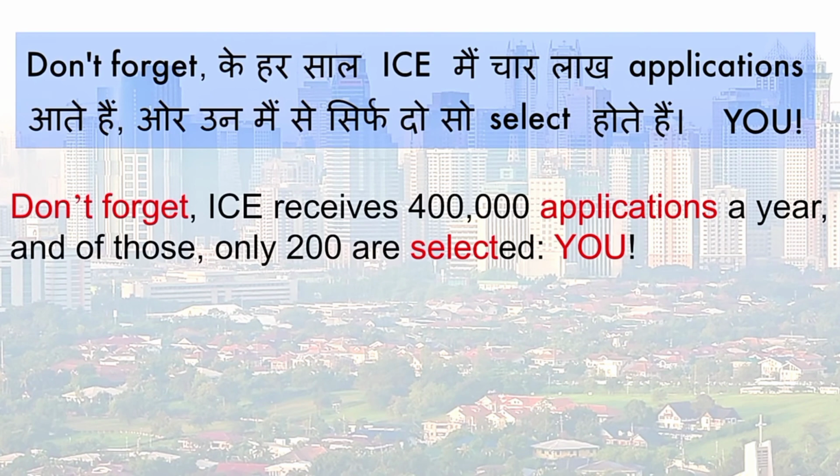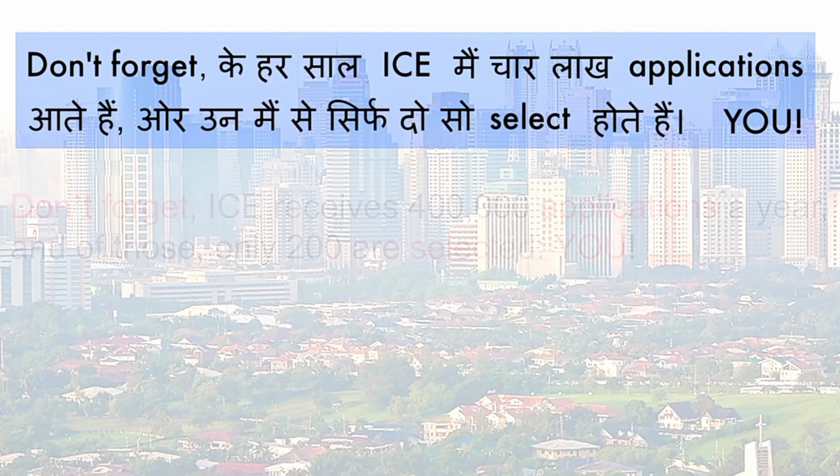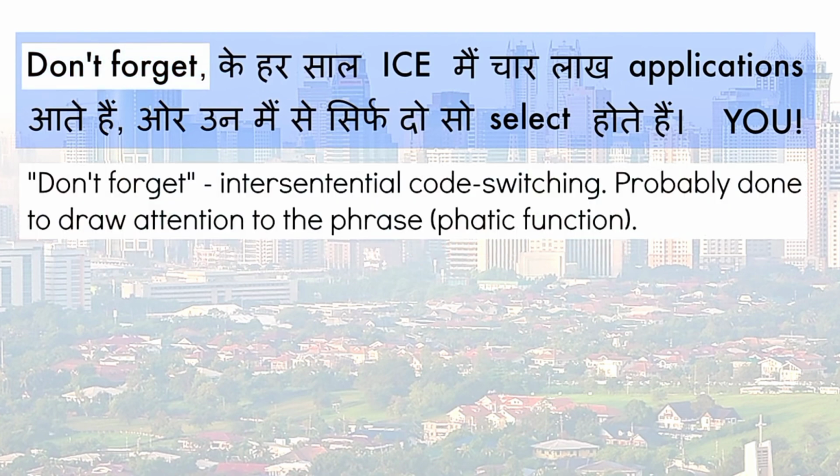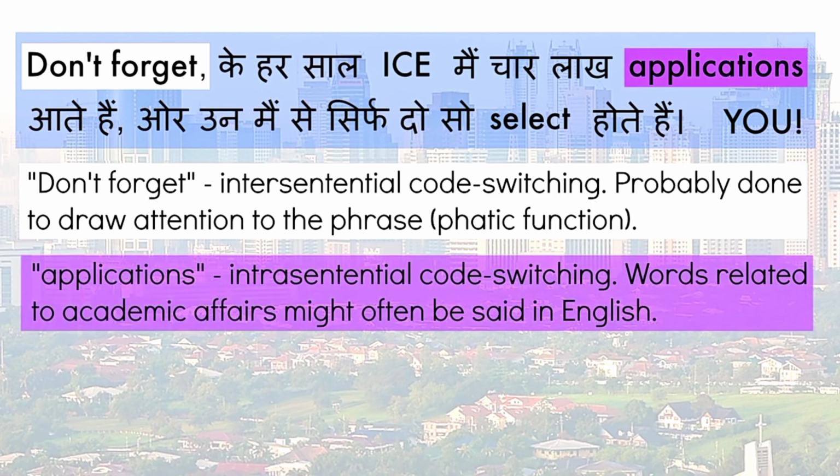Now let's take a look at the sentence we just heard. The sentence means, don't forget, ICE receives 400,000 applications a year, and of those, only 200 are selected. The first clause of this sentence, don't forget, is in English. This is intersentential code switching because the switching occurs at the clause boundary. This is probably done to draw attention to the phrase, which is the phatic function. Applications is also in English, switching within the clause or sentence boundaries.